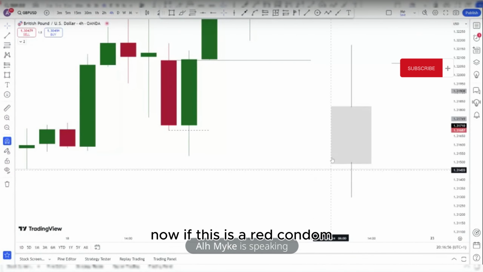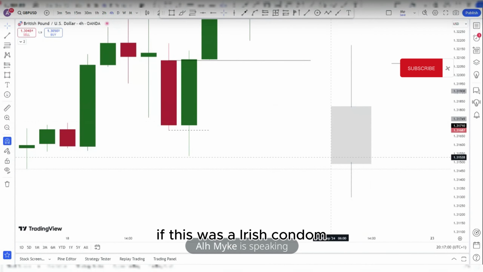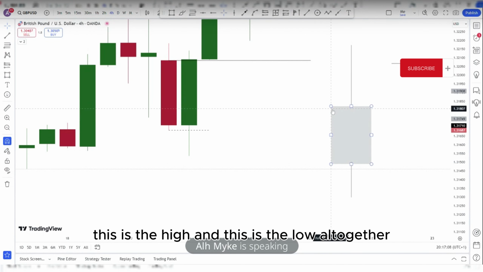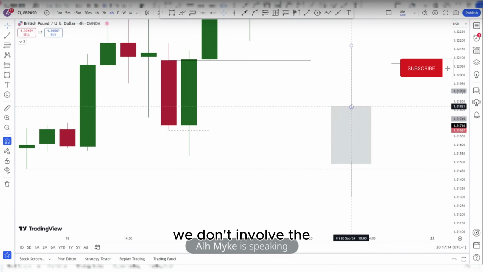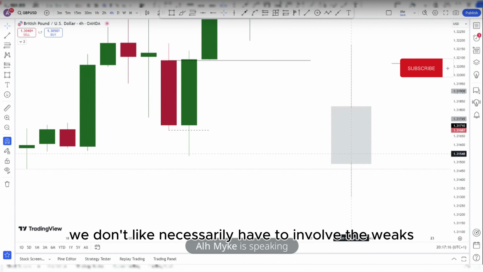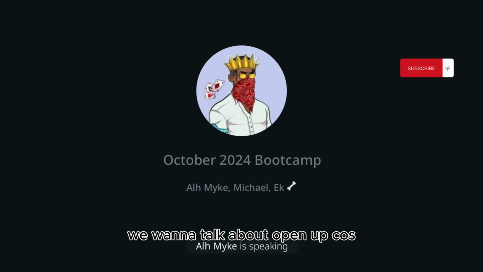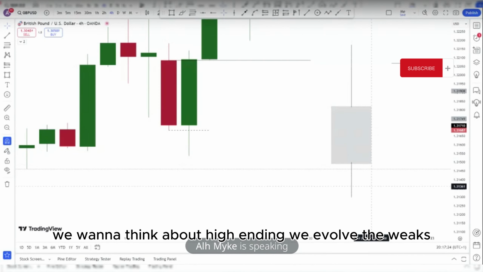Now, if this is a red candle, a bearish candle, this is going to be the open, and this is going to be the close, which means this is the high, and this is the low. Are we together? When we're talking about open and close, we don't involve the wicks. When we're talking about high and low, we involve the wicks.